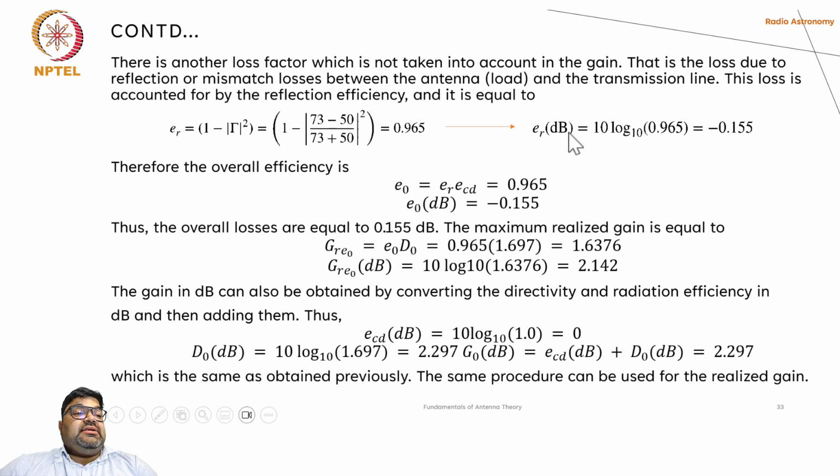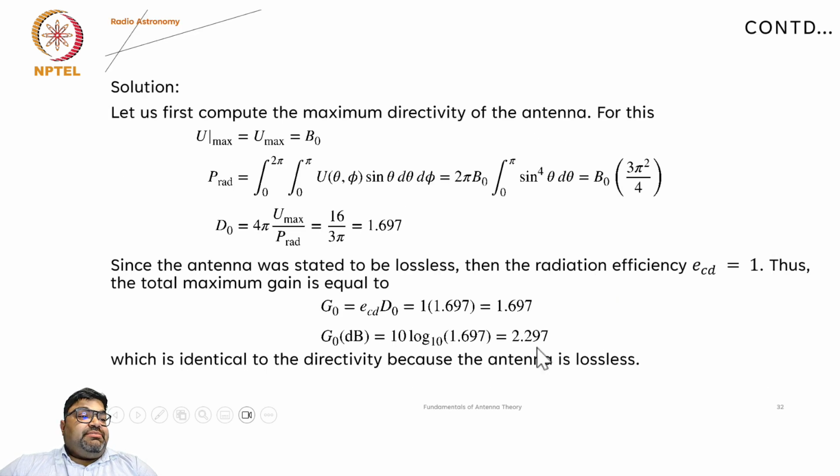So the mismatch loss is equal to minus 0.155 dB. Okay. So the overall efficiency, even though the ECD is considered to be 100%, this ER contributes to that, hence it is a little bit less than the previous one. So we consider 0.965 times 1.697, and we get the more realistic gain to be 1.6376 or 2.142 dB, as compared to the previous 2.297.